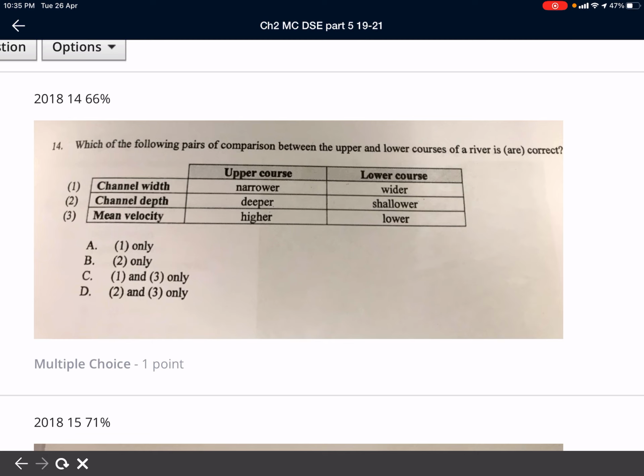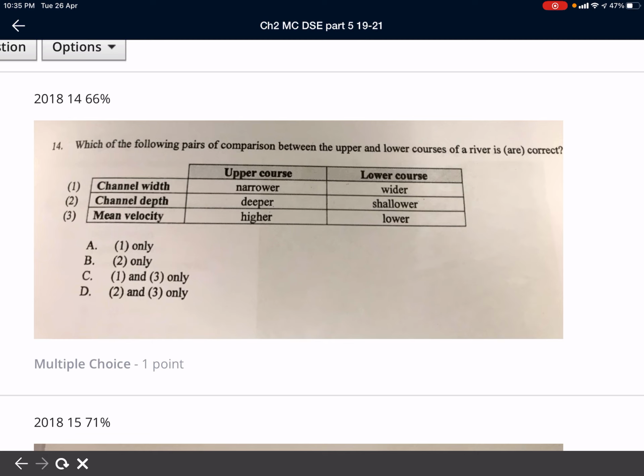How about the channel depth? The channel depth for the upper course is a lot deeper. Number 14 is talking about the channel depth of the upper course being a lot deeper. Why? Although there's a lot of erosion, in general the discharge is not large, and if it's not large, then the depth will not be that strong.